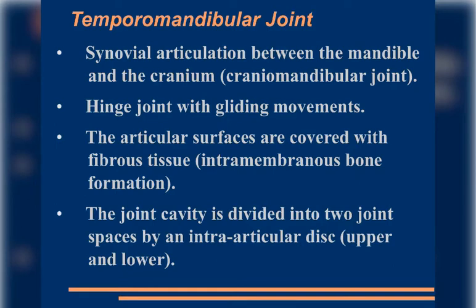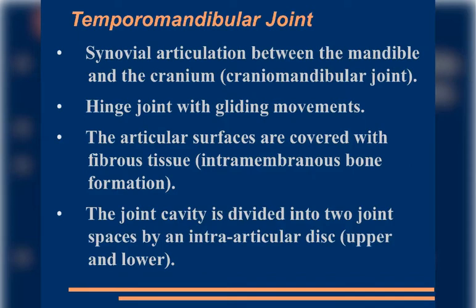Temporomandibular joint is an articulation between the mandible and the temporal bone of the skull. It's a synovial articulation between the mandible and the cranium. That's why sometimes it's called craniomandibular joint. Cranium is another word for the skull. It's a hinge joint with a gliding movement.